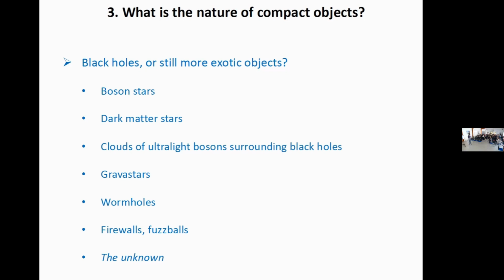Gravastars are pockets of de Sitter spacetime, so spacetime that wants to expand but is surrounded by a shell of matter or a shell of whatever that holds it together. Is such an object very plausible? Probably not, but okay. And then there are wormholes and firewalls and fuzzballs. Now, are any of those things plausible?